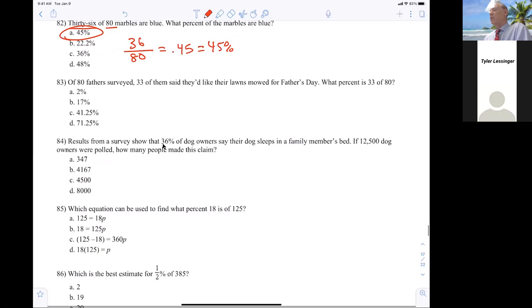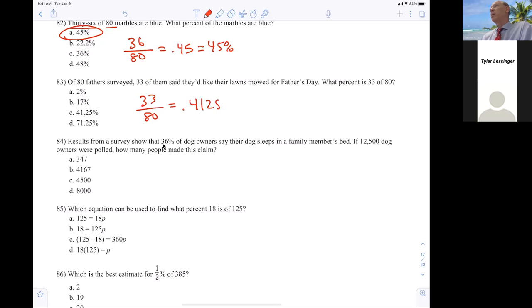Of 80 fathers surveyed, 33 said they'd like their lawns mowed for Father's Day. What percent is that? So it's just literally what? 33 out of 80. Somebody divide that for me. It comes out to be 0.4125. Is that what you're telling me? Which is the same as 41.25%. All right, that's why you need your calculator tomorrow.